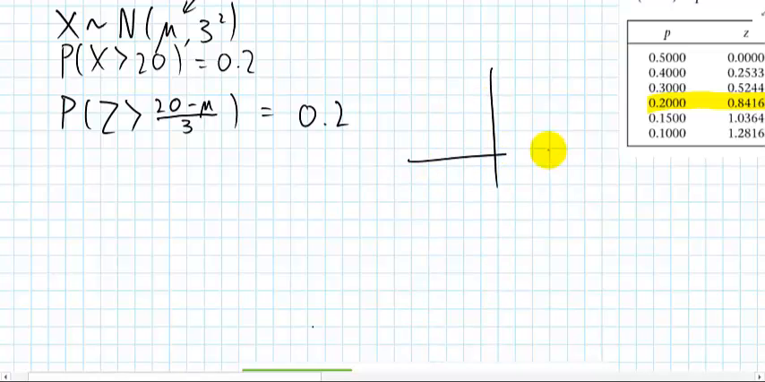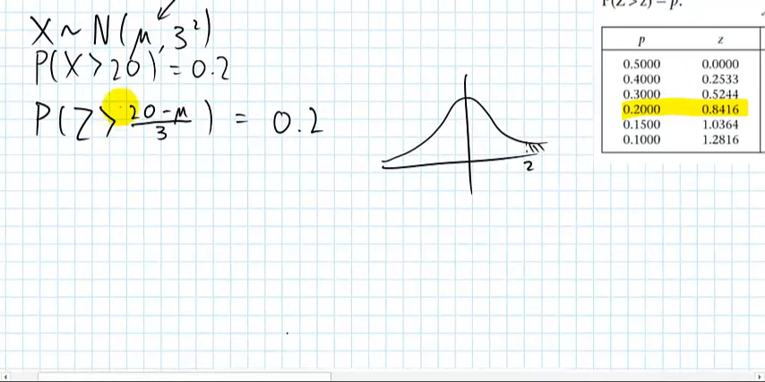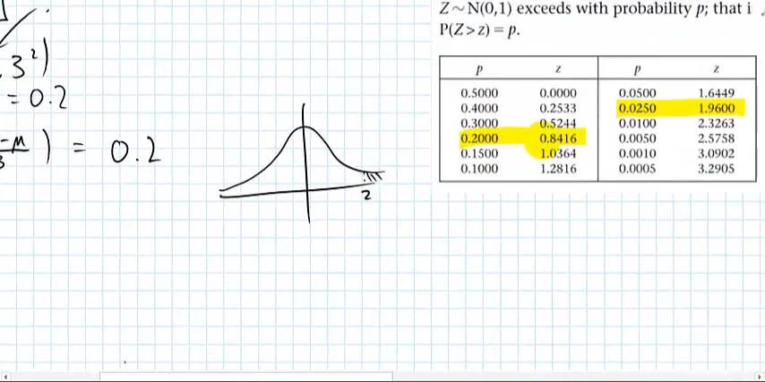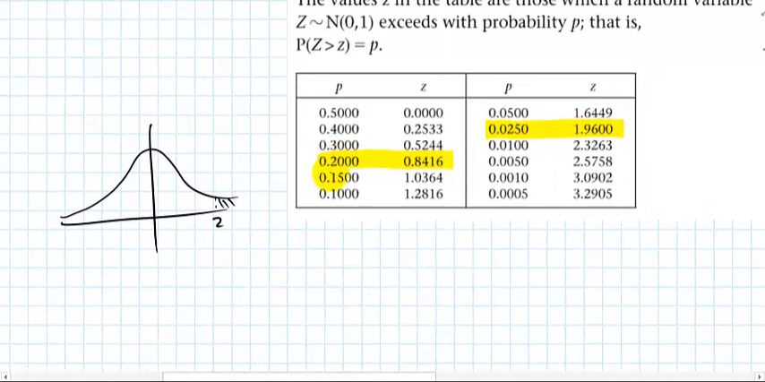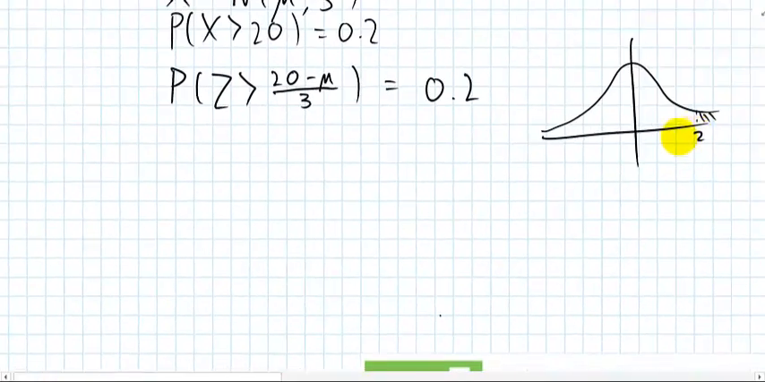Now, if we sketch the graph, it's z bigger than a certain number, so the probability is going to be from the right, and the total probability is only equal to 0.2. That means this value is a positive number, which means this is a probability of z being bigger than a positive value. Fortunately the probability is a nice percentage, so we can use the percentage table. So 0.2's corresponding z value is 0.8416.